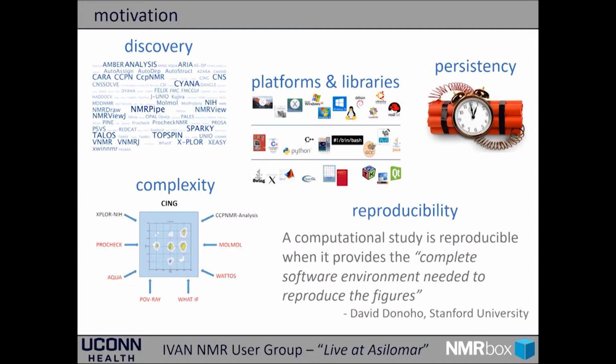So it's so complex. I believe KING is now running on 1 or 2 computers anywhere in the world. Even the developers of KING have a hard time keeping it going. And then reproducibility is another major goal and becoming a point of emphasis from NIH. There's a nice quote from David Donoho that a computational study is reproducible when it provides the complete software environment needed to reproduce the figures. So NMRbox takes a step in that direction.